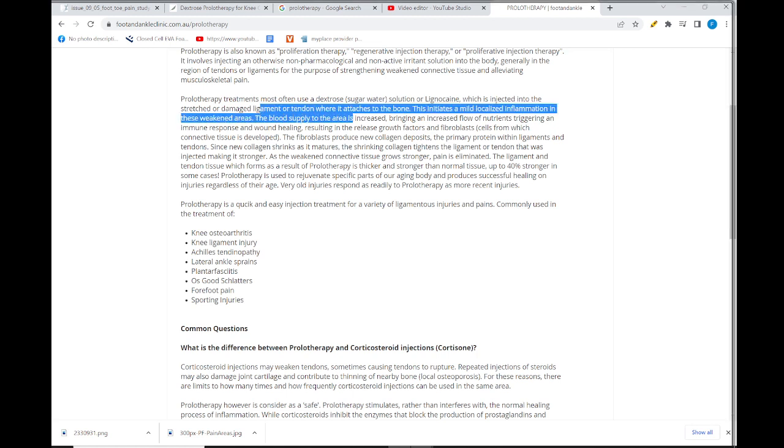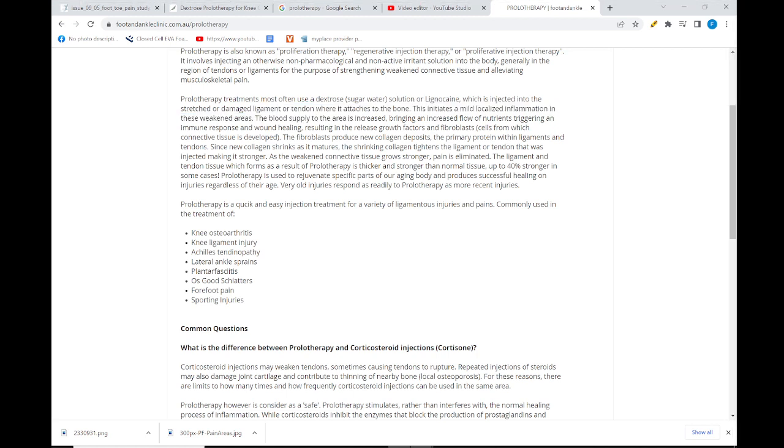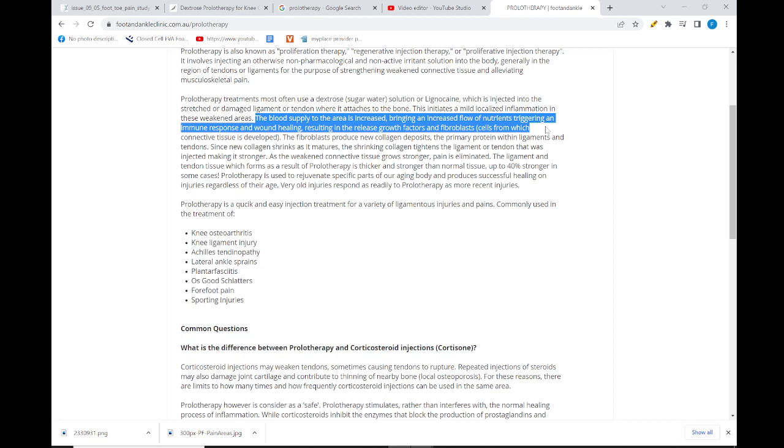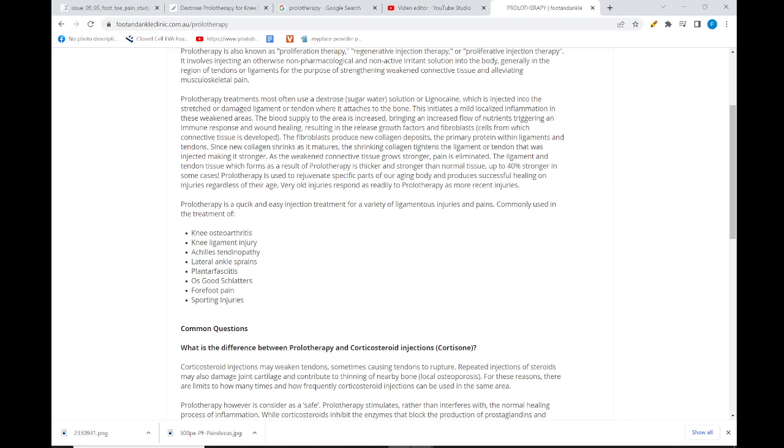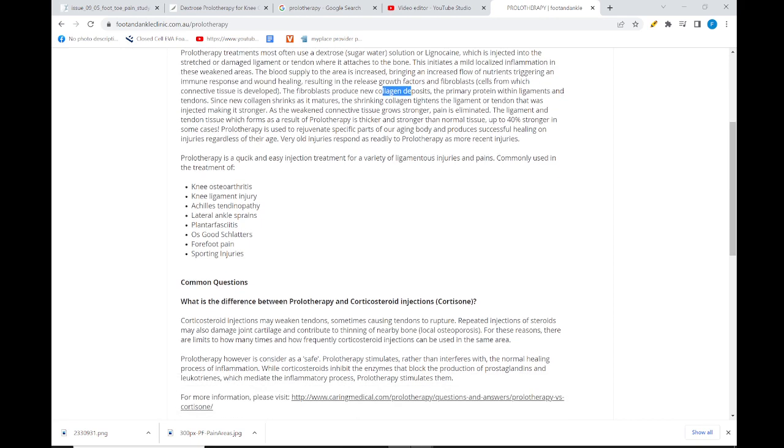So generally, the result of prolotherapy is that it initiates a localized inflammation to these weakened or damaged areas. It causes an increase of blood supply, and with the blood supply, it brings nutrients, the white blood cells and T cells and repair cells, resulting in growth factors and fibroblasts, which are cells from the connective tissue that develop collagen. Pretty much it triggers the healing process of the damaged tissue. At the same time, research has shown that with prolotherapy, these ligaments have gotten stronger and have repaired when they've done comparison studies with MRI.